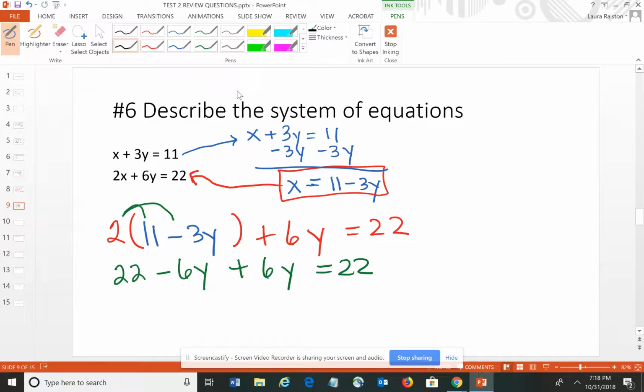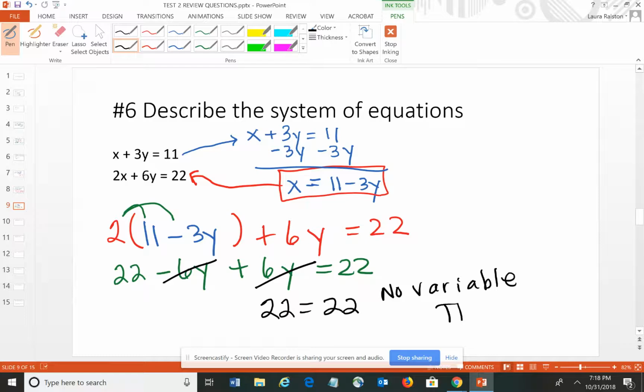Combining like terms, minus 6y plus 6y is 0. So I have 22 equals 22. Notice we have no variable left, and we have a true statement, which means this particular system has an infinite number of solutions, and it is called dependent.